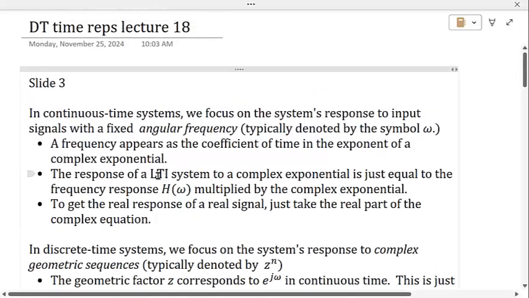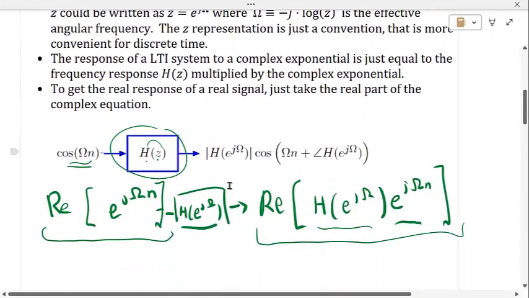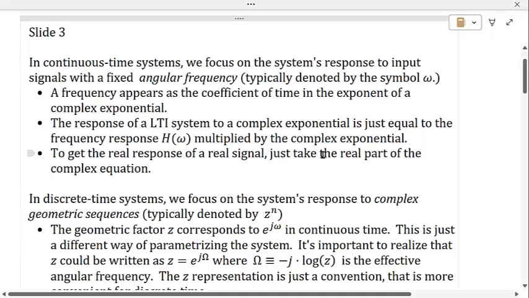The response of a linear time-invariant system is just equal to the frequency response h of omega multiplied by the complex exponential. Here I'm talking about continuous time, so I wrote h of omega. Down here with discrete time, we don't write it as h of big omega. We write it as h of e to the j omega. That's just convention. We'll get to that again in a minute. So to get the real response, we just take the real part of the complex equation. All right. So keep this in mind.